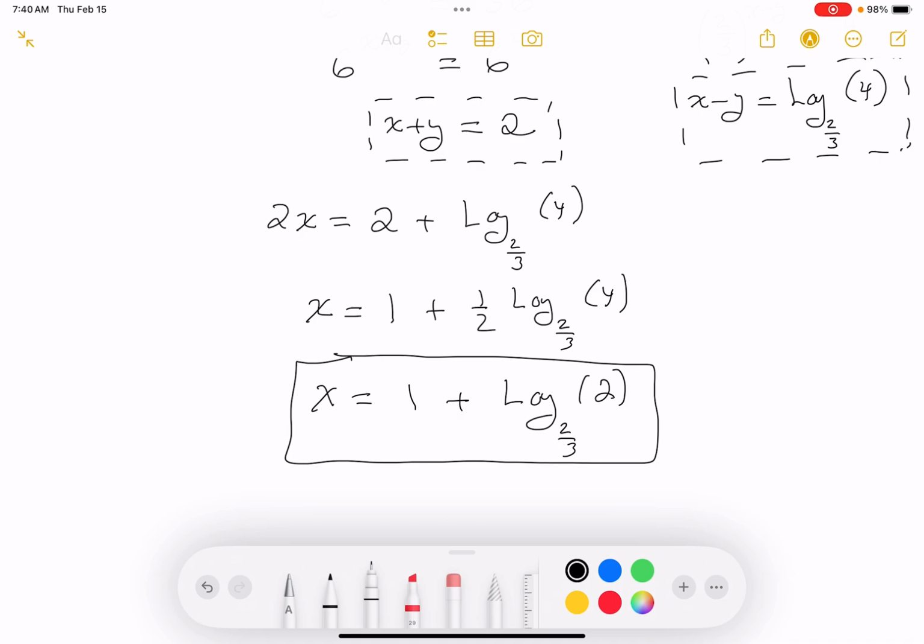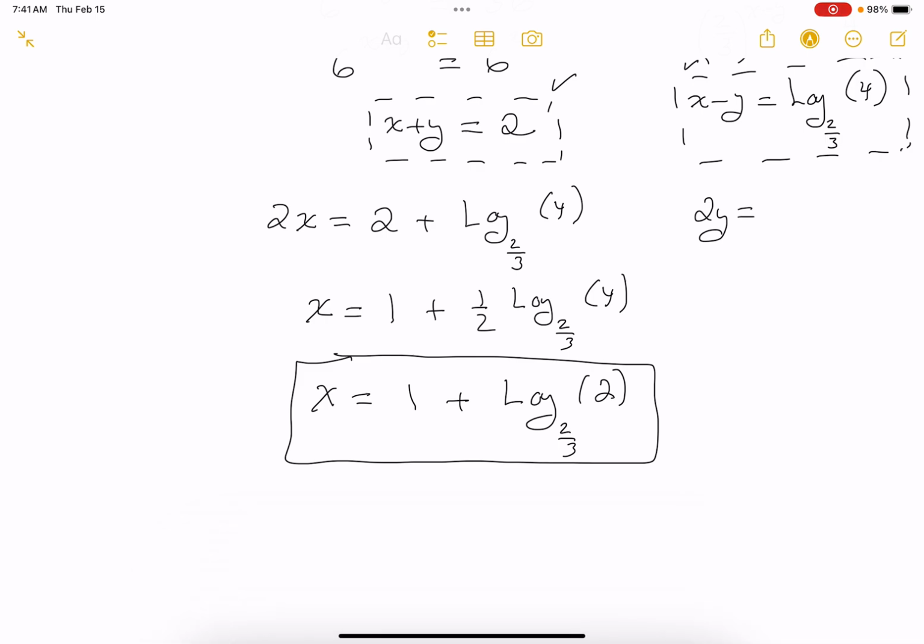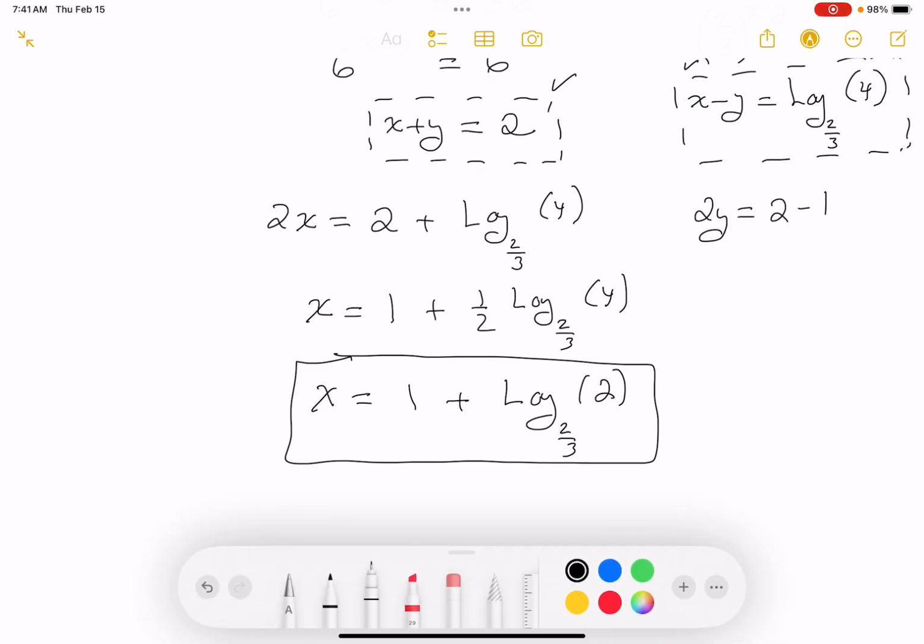I want to get y now. And how do you do that? What you're going to do is subtract these two equations. So this equation minus this one. So x minus x is nothing. y minus y is 2y. And then you can get 2 minus log base 2/3 of 4.